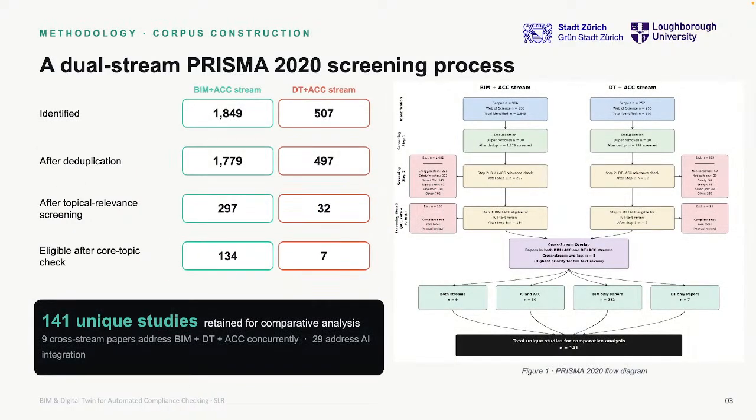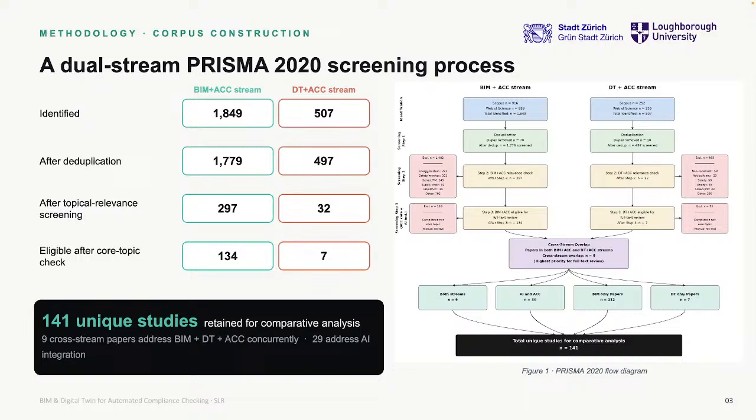For that, I did a systematic literature review. I'm not going to lead you through the whole thing because every one of you is well versed in the PRISMA process. Going from 2,300 papers, I streamlined it to 141 unique entries, which build the foundation for my analysis.